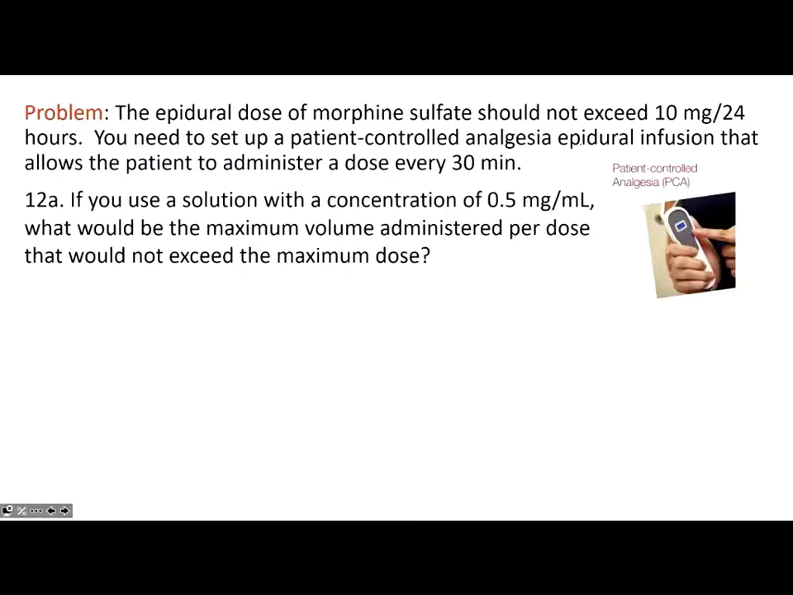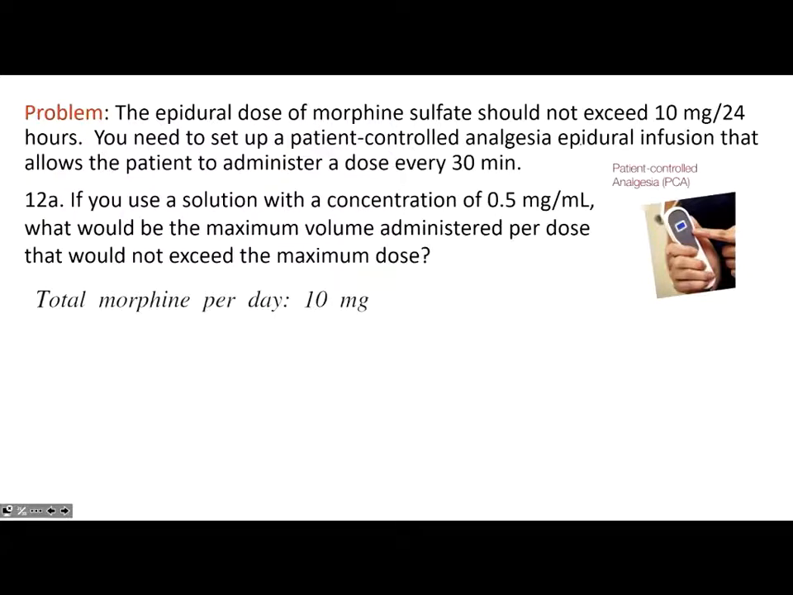What's the total amount they can get in a day? What dose? 10 milligrams, okay? So that's just from that first part, trying to understand those questions. It says, if you use a solution whose concentration is 0.5 milligrams per milliliter, what is the maximum volume that could be administered per dose, not to exceed the total daily maximum? Again, that's just kind of a confusing question. What are they asking? They want to know, every time I hit the button, what volume of fluid will go in. Okay, how much volume is going to come in every time I hit the button?